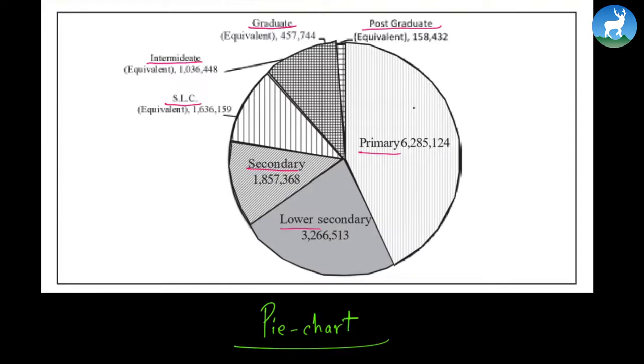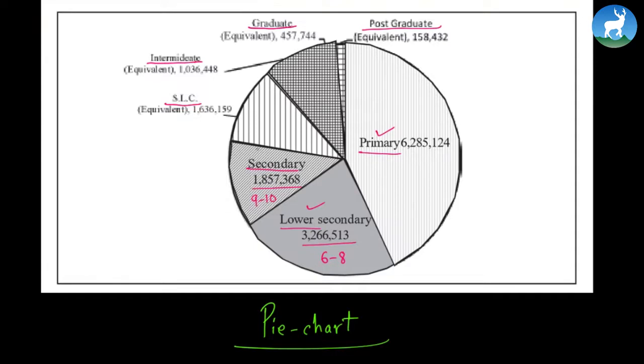So the pie chart shows the population of Nepal in terms of different educational levels passed. It illustrates the number of people who passed different educational levels. The chart reveals that many people passed the primary level. Similarly, 32,66,513 people passed the lower secondary level, which is grade 6 to 8. There were 18,57,368 people who passed the secondary level, which means grade 9 to 10.